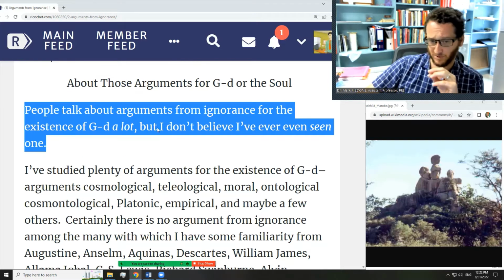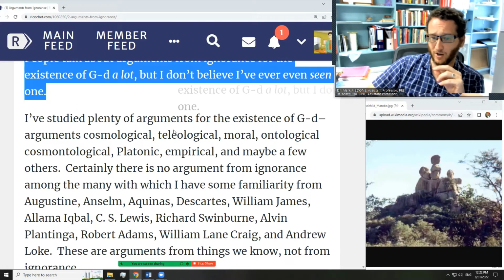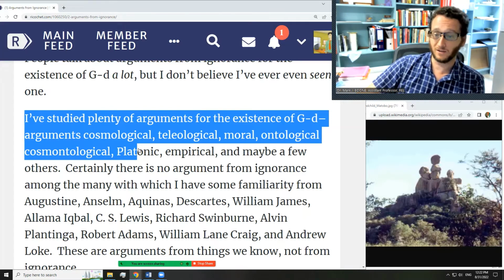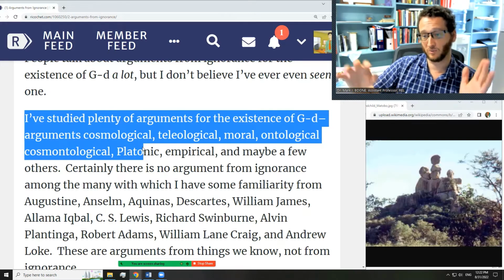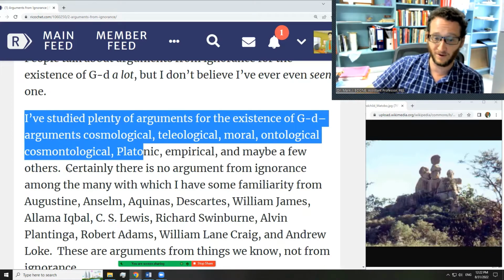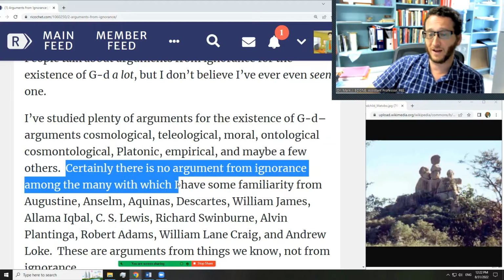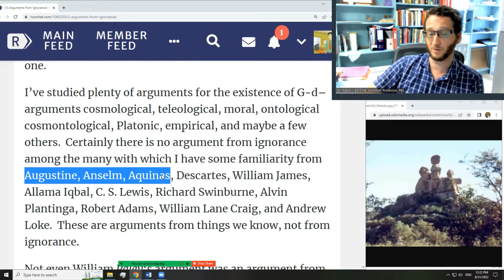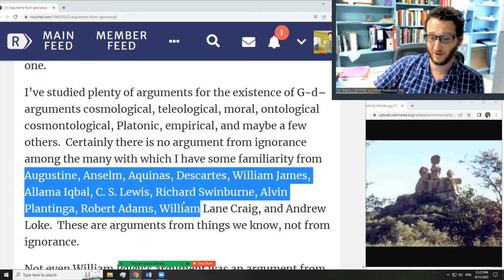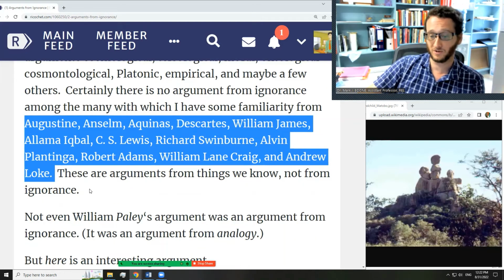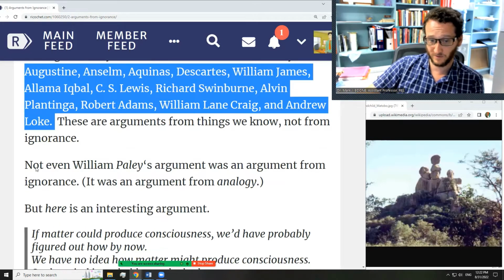Well, let me be a little more precise here. Let me say that I've looked over a lot of arguments for the existence of God: cosmological, teleological, moral, ontological, Platonic, empirical, and probably a few others. I don't know of any argument from ignorance for the existence of God. I've never seen one in Augustine, Anselm, Aquinas, Descartes, William James, Lamech, Iqbal, C.S. Lewis, Richard Swinburne, Alvin Plantinga, Robert Adams, William Lane Craig, Andrew Logue, and some other characters. These are arguments from things we know. They're not arguments from ignorance.